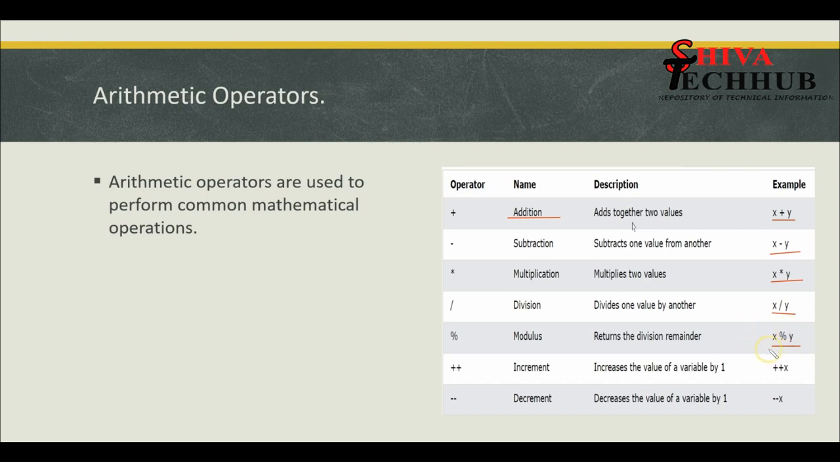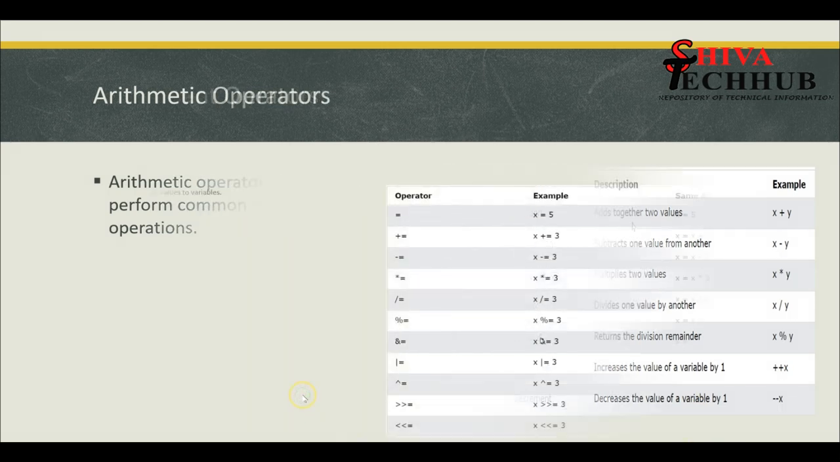Modulus returns the remainder whenever you divide the first value with the second value. And increment operator, which is denoted by plus plus, adds value 1 to the existing value that is present in x. Similarly, decrement operator. Decrement operator is exactly the opposite of the increment operator. It deducts the value 1 from whatever value you have in x. So this is about arithmetic operators.